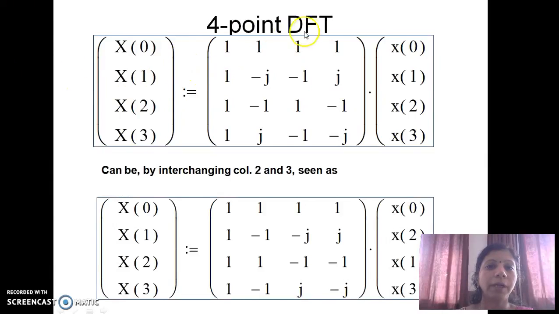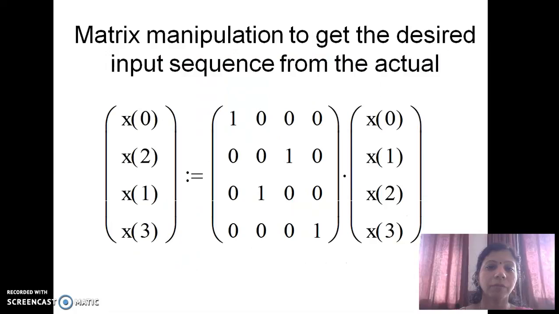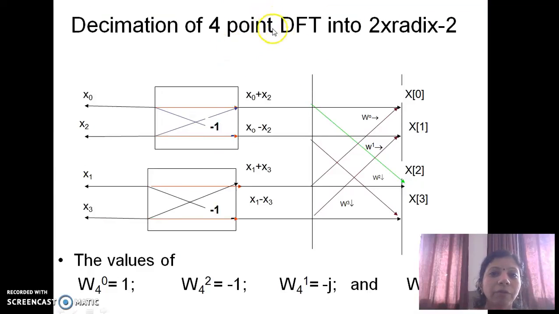So this is the 4-point DFT. X of 0 to x of 3 is to be multiplied with the matrix of twiddle factors. After the matrix multiplication, we have the decimation of the 4-point DFT into 2 radix-2 DFTs. So here is x of 0, x of 2, x of 1 and x of 3. That means if you have the sequence x of n having 4 samples, they are divided into even-numbered samples and odd-numbered samples. So x of 0 and x of 2 are the even-numbered samples, and x of 1 and x of 3 are the odd-numbered samples.